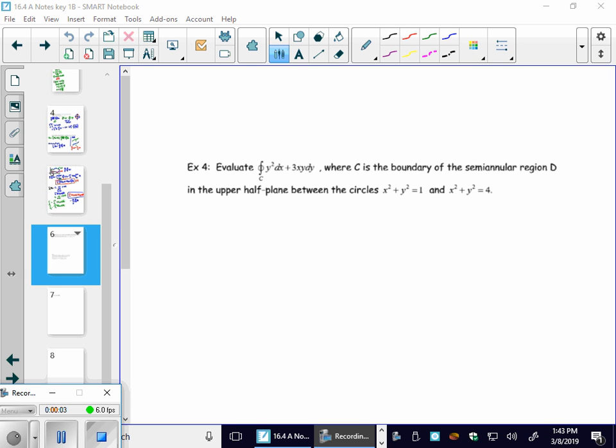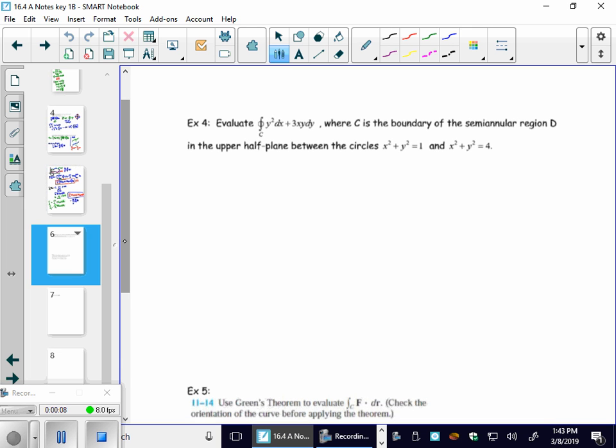Okay, finishing up the Green's theorem idea. Our fourth example says we want to evaluate the integral over the closed positively oriented curve C of y squared dx plus 3xy dy, where C is the boundary of the semi-annular region D in the upper half plane between the circles x squared plus y squared equals 1 and x squared plus y squared equals 4. That whole semi-annular region is actually something I had not heard of before, but this is what we're looking at.